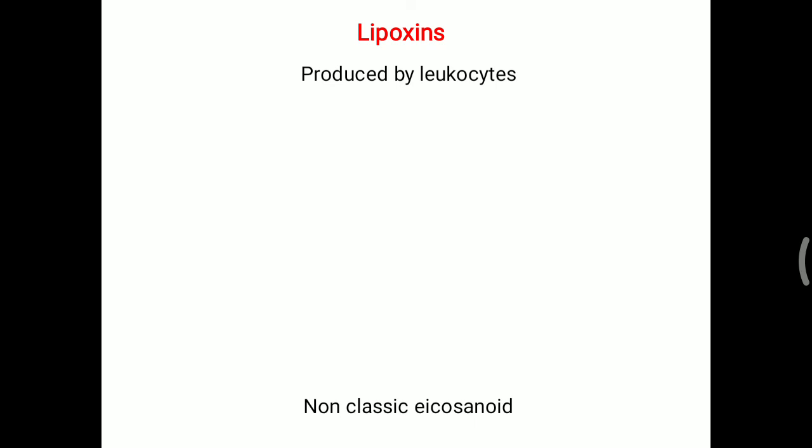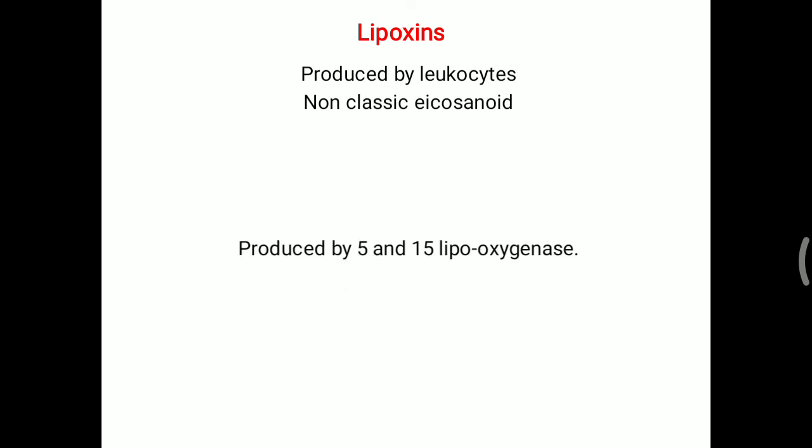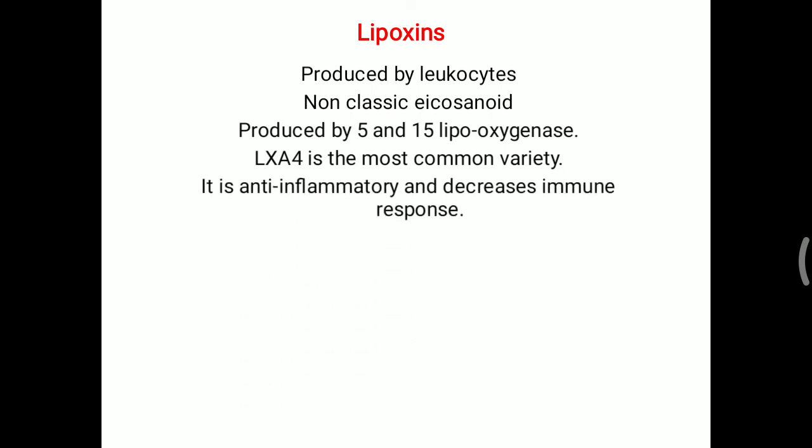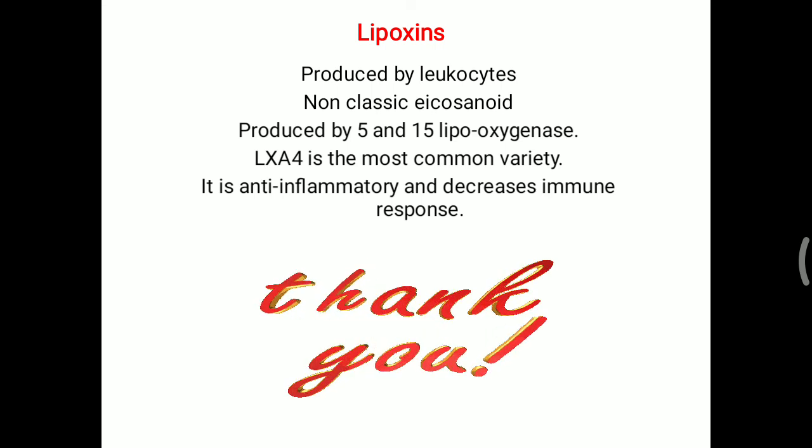Now, lipoxin is produced mostly by the leukocytes. It is considered a non-classical eicosanoid, because all these contain 20 carbon fatty acid, produced by the 5 and 15 lipoxygenase enzymes, but lipoxin is the most common variety form found. It is anti-inflammatory and decreases the immune response, which is opposite to the leukotrienes. So that is all about the leukotrienes and lipoxin. It is a most important topic for the viva purpose.